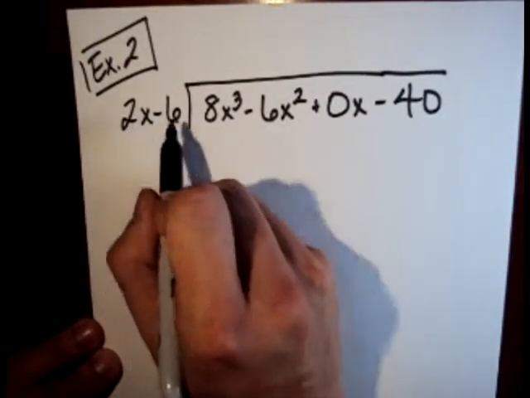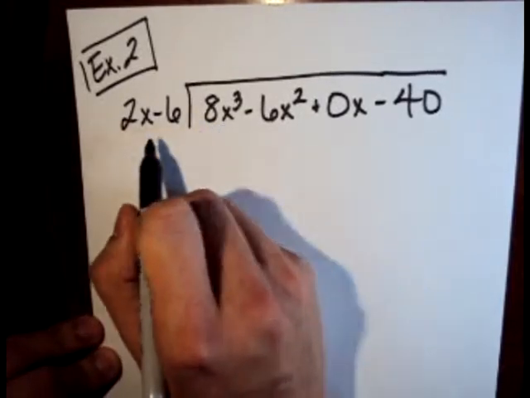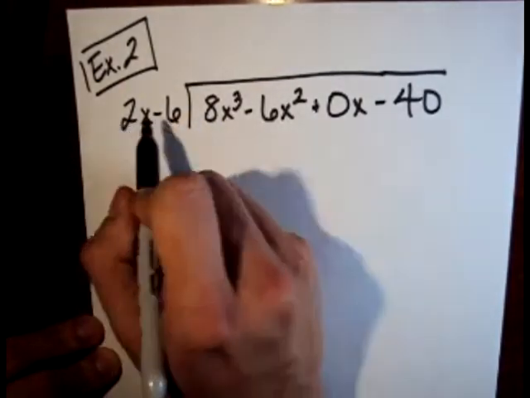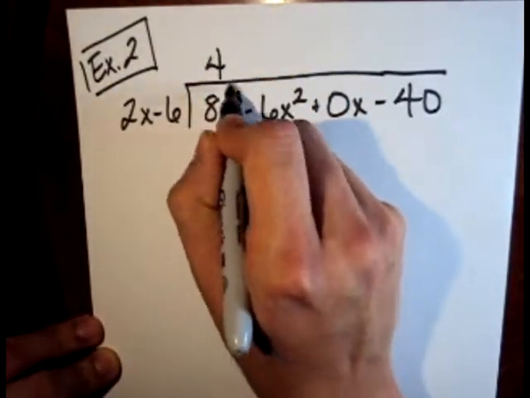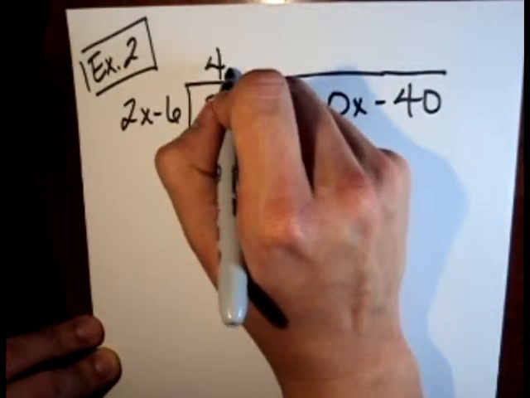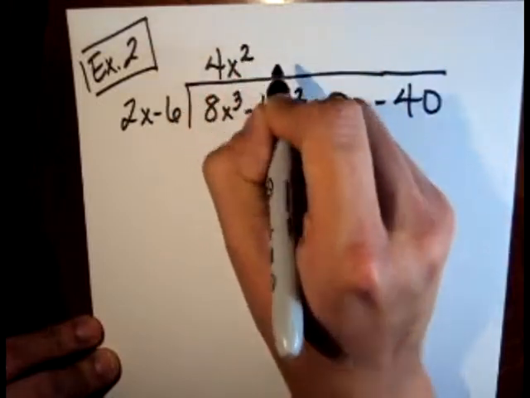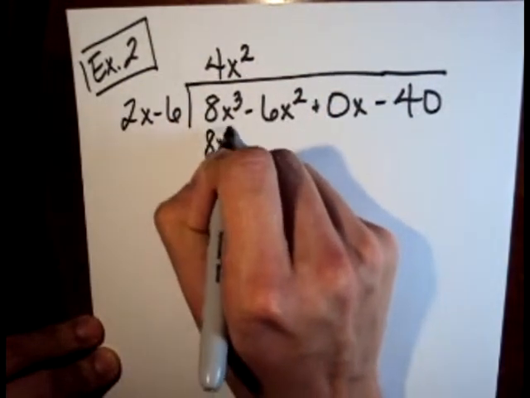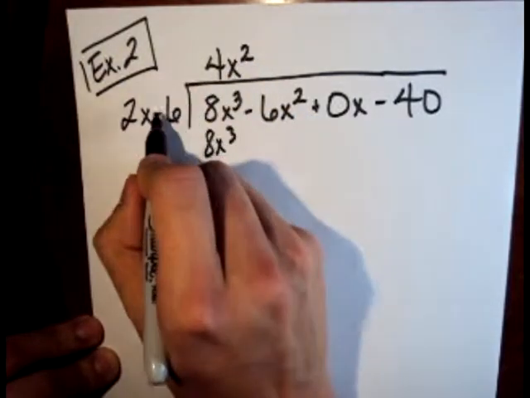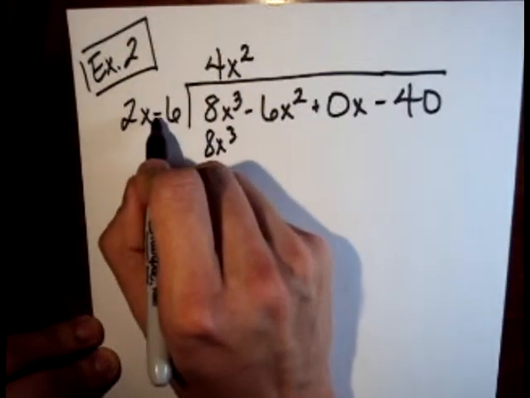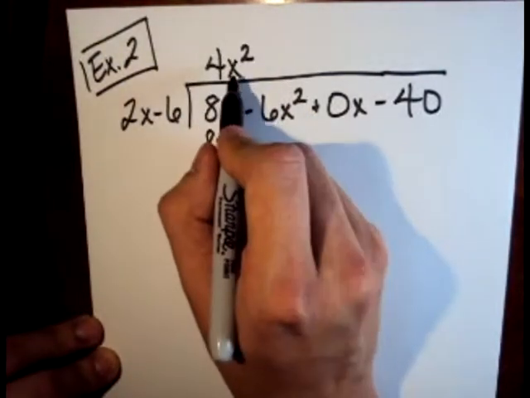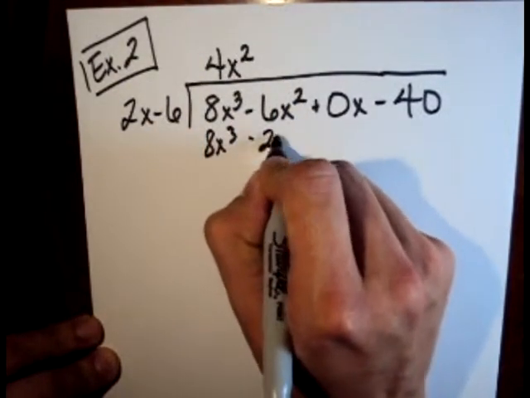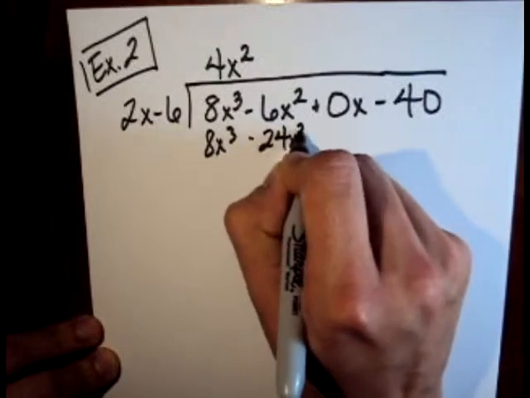Okay, so 2x into x to the third. So we're going to take 8 and divide it by 2. That gives us 4. And x cubed, we're going to divide by x. And that gives us x squared. Now we multiply, so that gives us 8x cubed and 4x squared times a minus 6. Now this minus sign goes with that 4x squared, so 6 times 4, that's 24. So it'll be minus 24x squared.